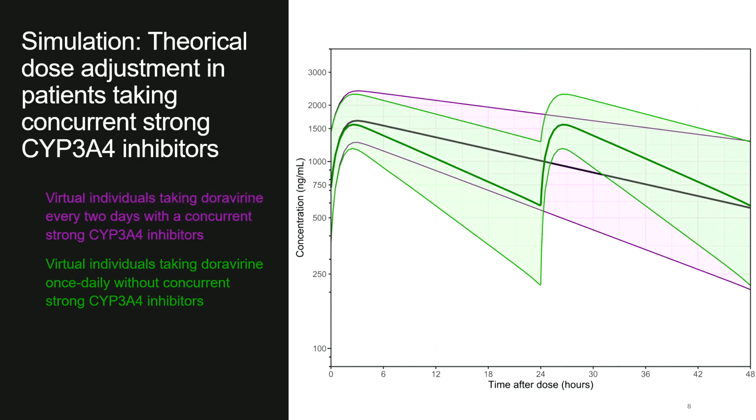And what's interesting here is that at the time of the dose of 48 hours, the median and 95% confidence intervals of these two groups of individuals are almost the same. And that's because, as I've shown before, strong CYP3A4 inhibitors reduce doravirine clearance by exactly 50%. All of these simulations were done at steady states.